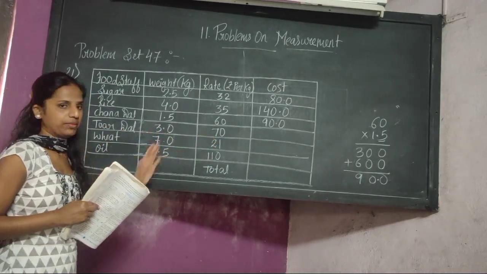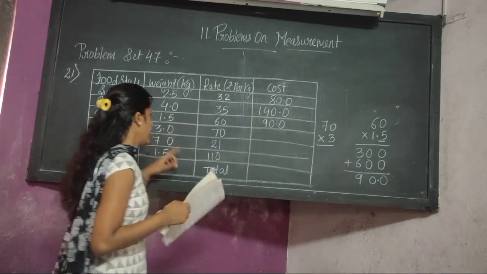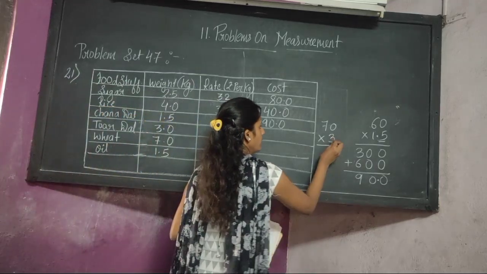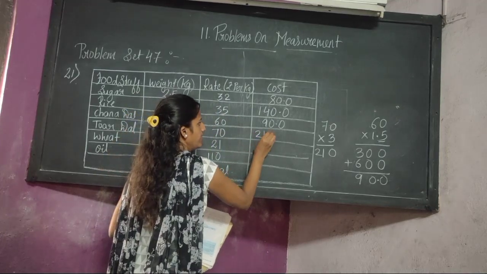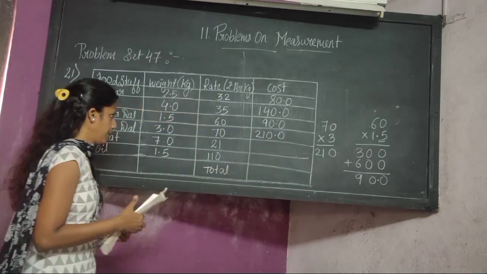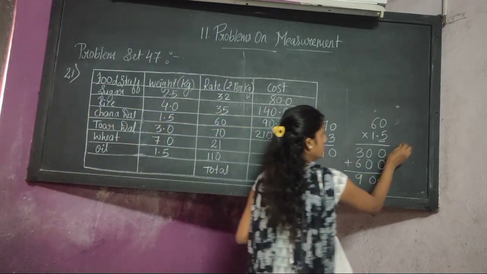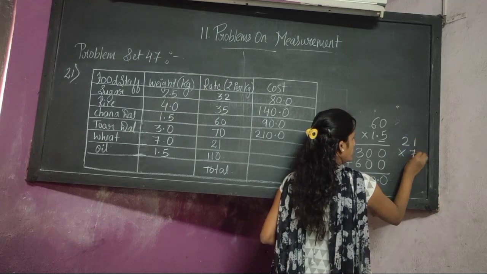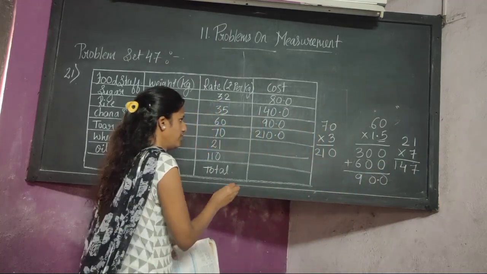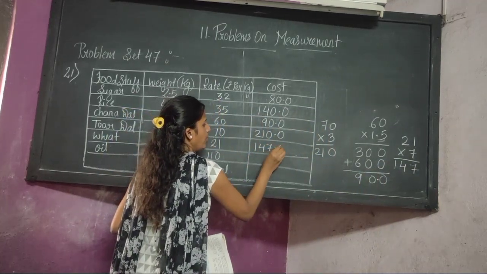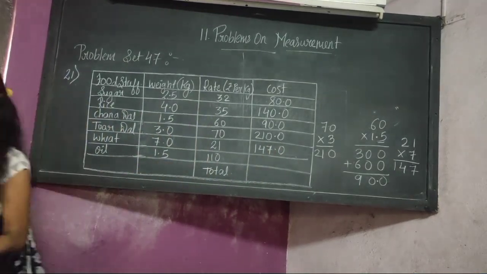Here 3.0 will multiply by 70. Let's multiply the 70 by 3. You can take 3 directly. No need to take 3.0. 3 zeros are 0. 3 sevens are 21. The answer will be 210. Take 0.0 over here. Now let's multiply 7.0 by 21. You can take 7 also. 7 ones are 7. 7 twos are 14. So the answer is 147.0. The same way you will multiply this 110 by 1.5.